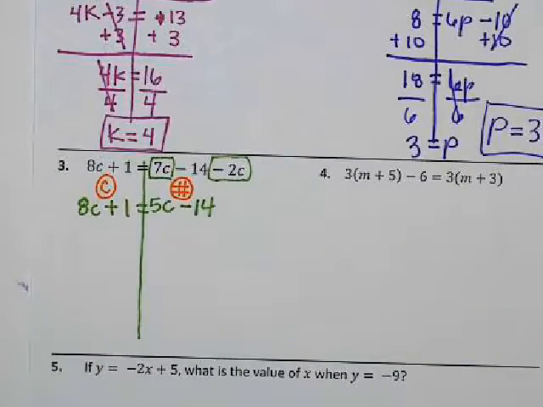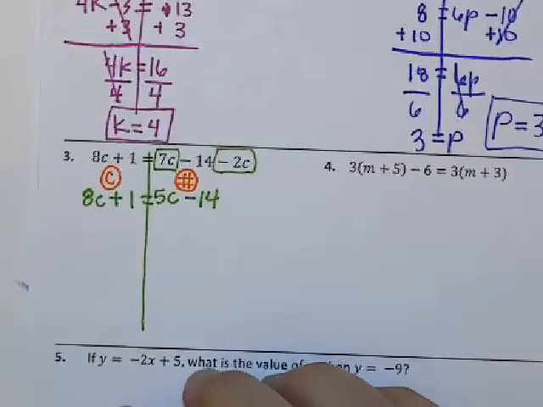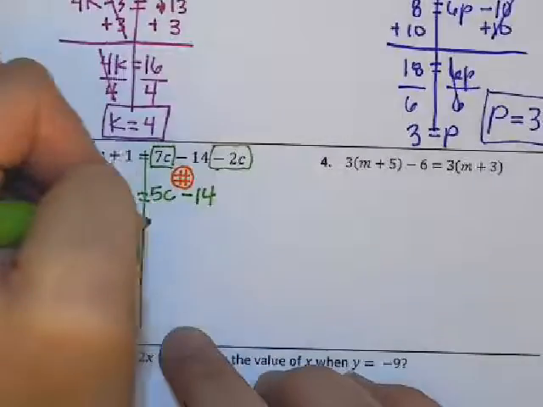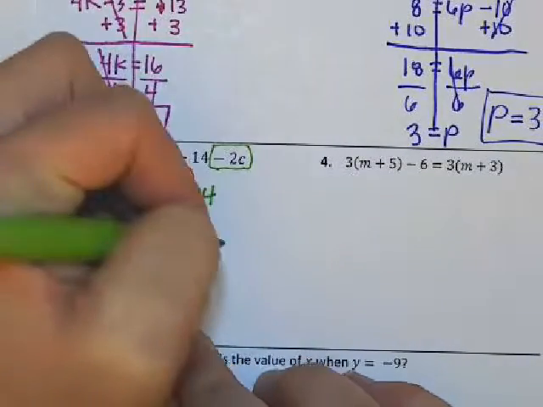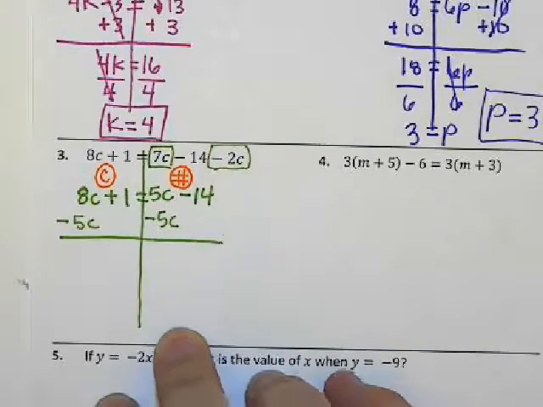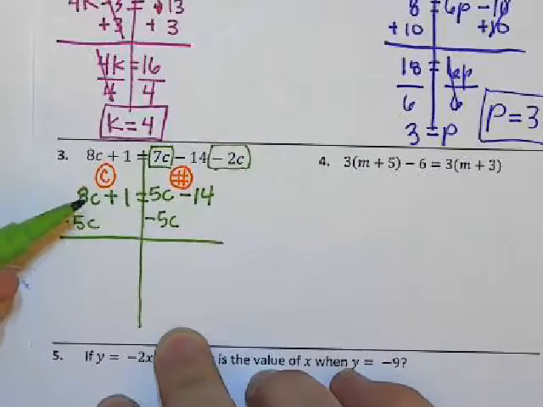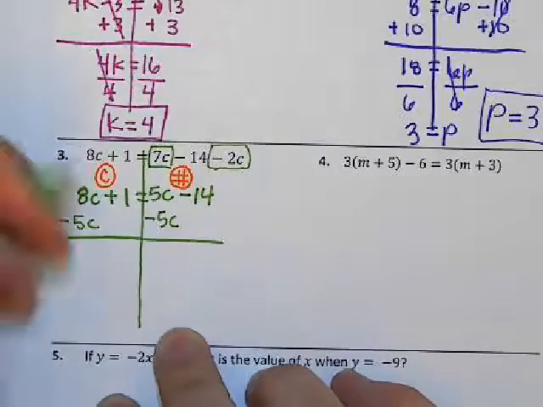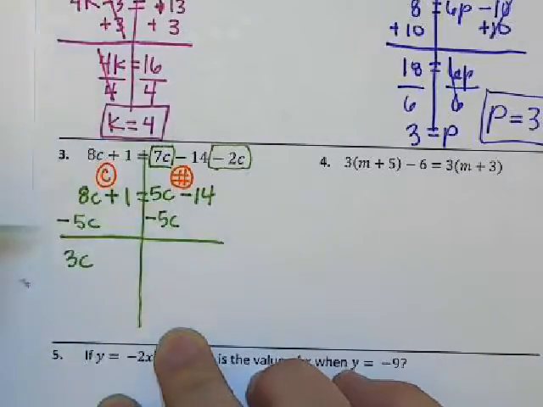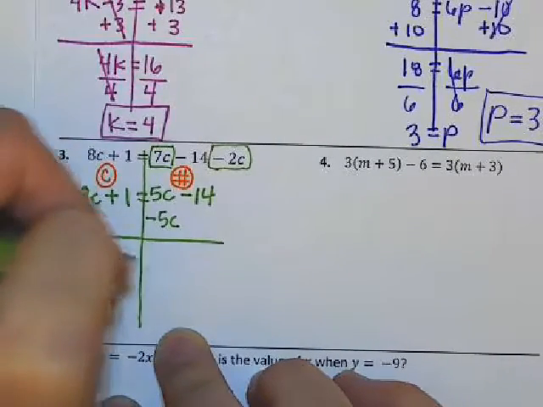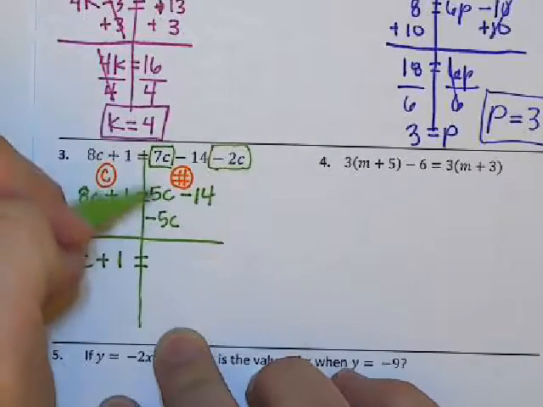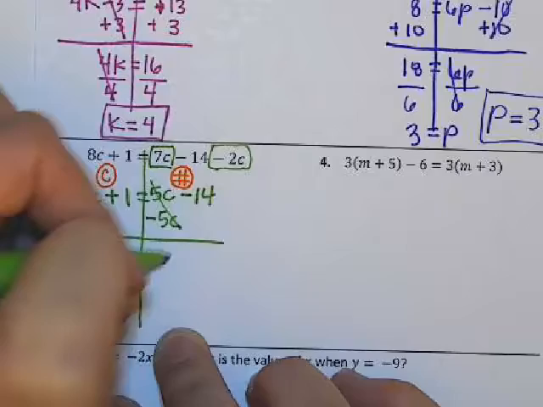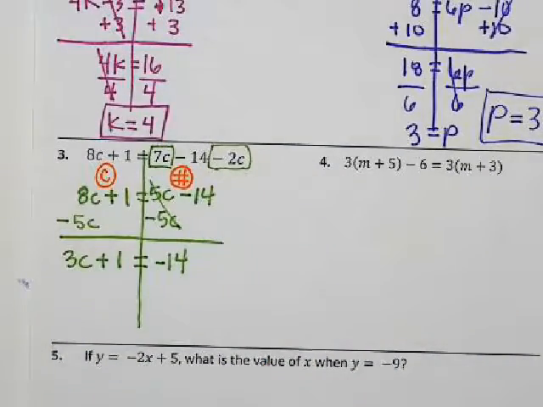Okay, which c is on the incorrect side? 5. So I got to move a positive 5. Minus 5c on each side. 8c minus 5c, 3c. Bring down the plus 1. 5c minus 5c, 0. Left with negative 14. Okay, you guys finish it.